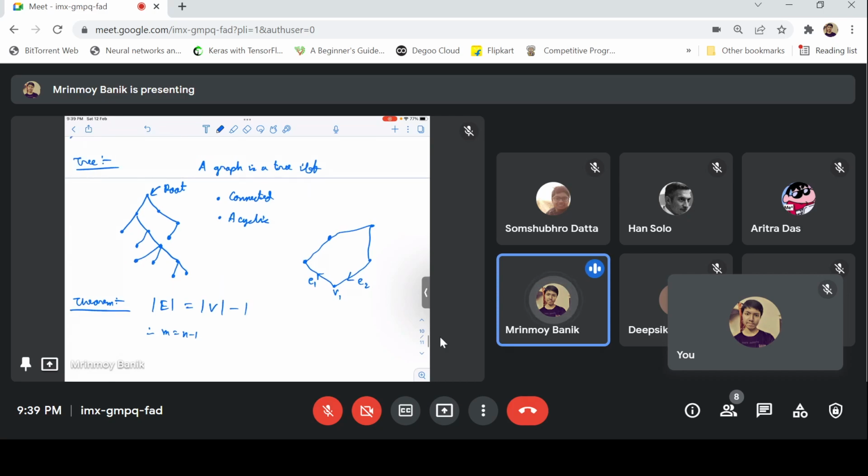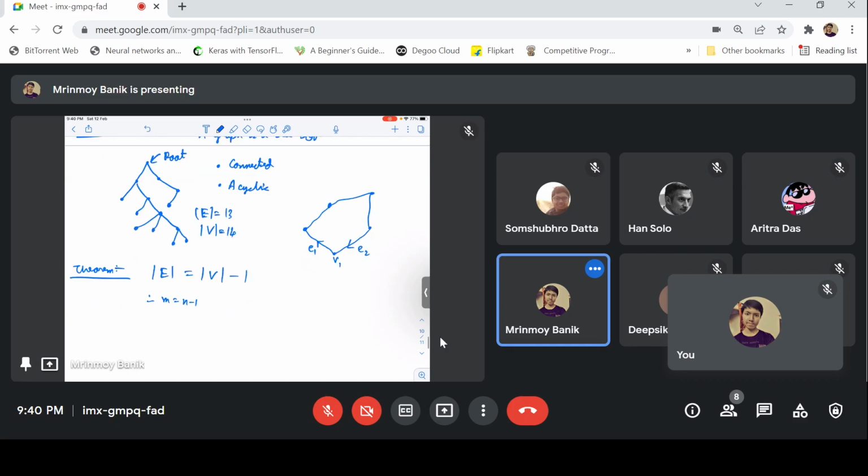So see here, we have 1, 2, 3, 4, 5, 6, 7, 8, 9, 10, 11, 12, 13, 14. So 14 edges, and 1, 2, 3, 4, 5, 6, 7, 8, 9, 10, 11, 12, 13, 13 vertices. Oh, sorry, I messed up. So the cardinality of E here is 13 and the cardinality of V is 14. So this one holds.